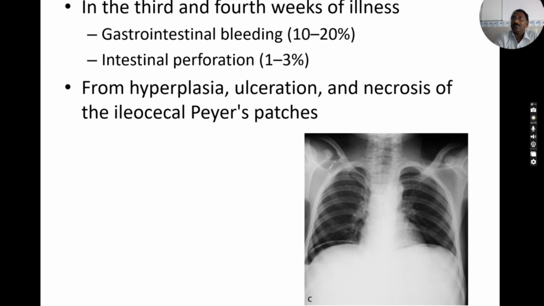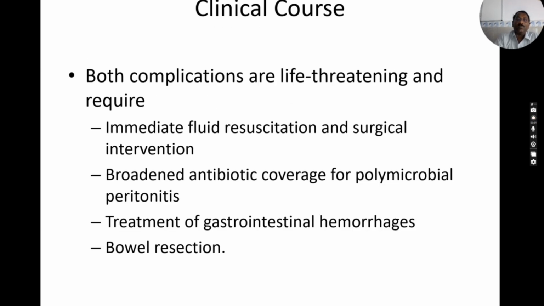So am I clear? Both the life-threatening complications, the hemorrhage as well as the perforation, require immediate fluid resuscitation and surgical intervention. Broad antibiotic coverage for the polymicrobial peritonitis, so both the gram-positive, gram-negative and anaerobic organisms. So maybe the 3rd generation cephalosporins or amikacin or metronidazole. They are all needed for your peritonitis. Treatment of the gastrointestinal hemorrhages and bowel resection is also possible here.